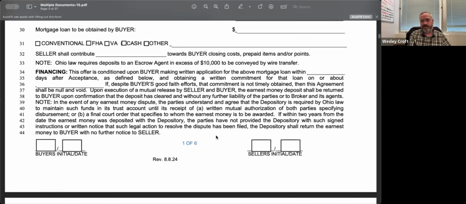If the lender says, hey, they just don't want to buy it, they got cold feet, then that's a different scenario, and we'll go over that. There's a contingency for that later on too.